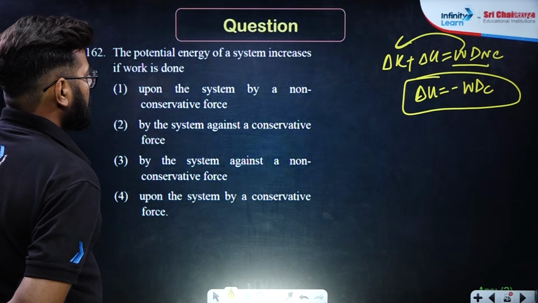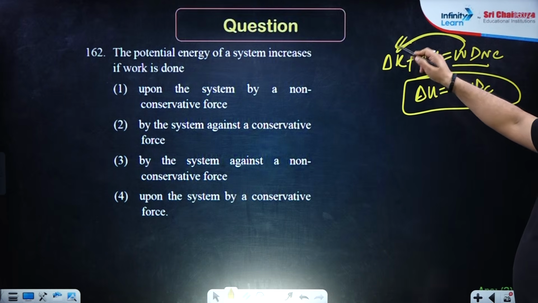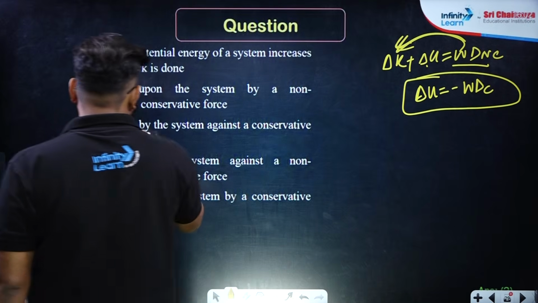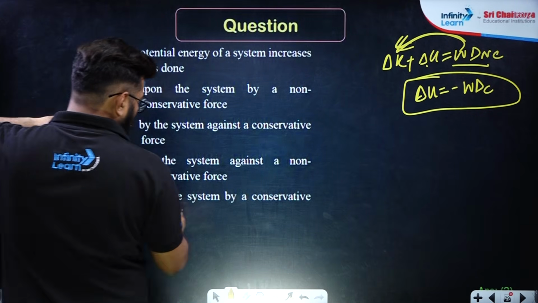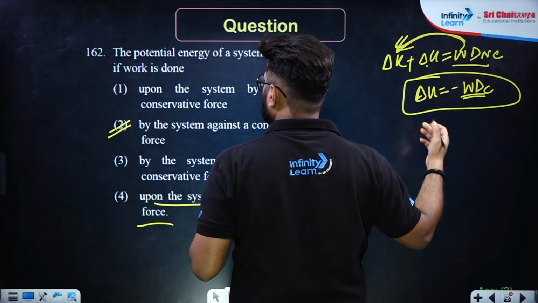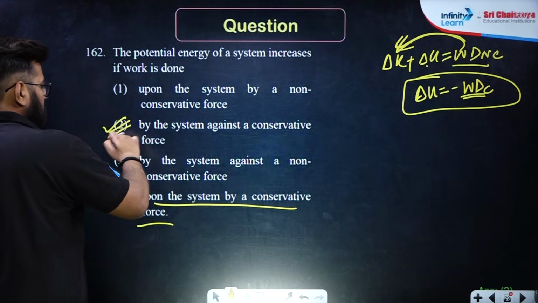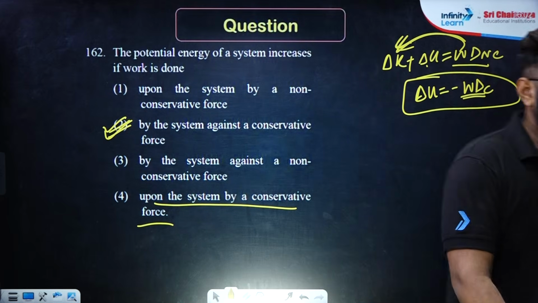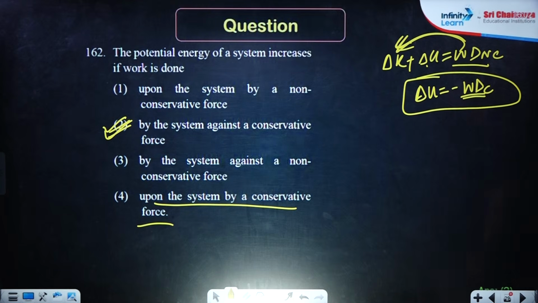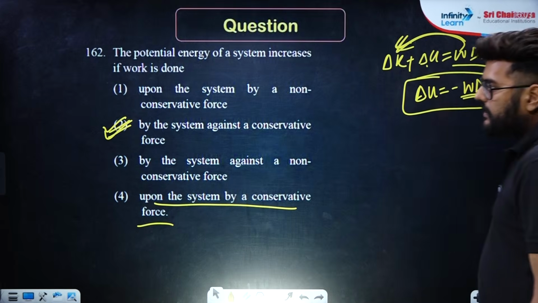And further, whenever there is a work done, this may result in an increase in kinetic energy also. So conservative cannot clearly satisfy. Option number 2 is right, because if work is done upon the system by a conservative force, then potential energy will not increase, it will decrease. But if it is done by the system against a conservative force, then this will be negative. This entire statement means option number 2. So option number 2 undoubtedly is the right answer. Am I clear? Okay, let's move ahead for the next one.